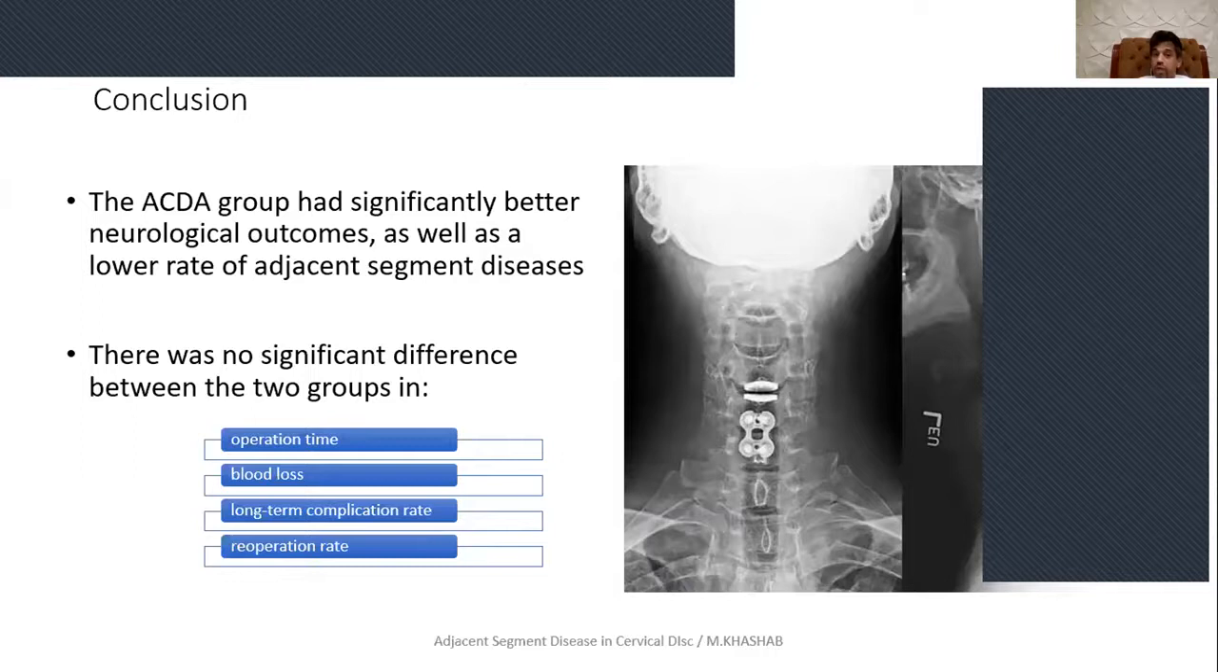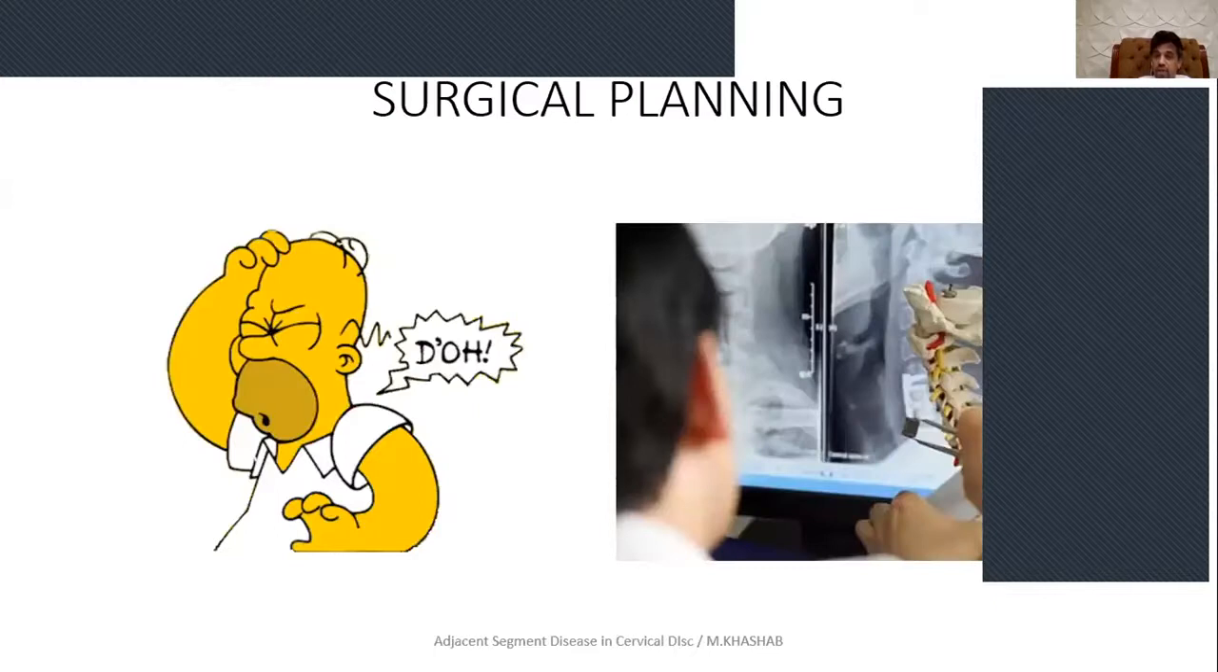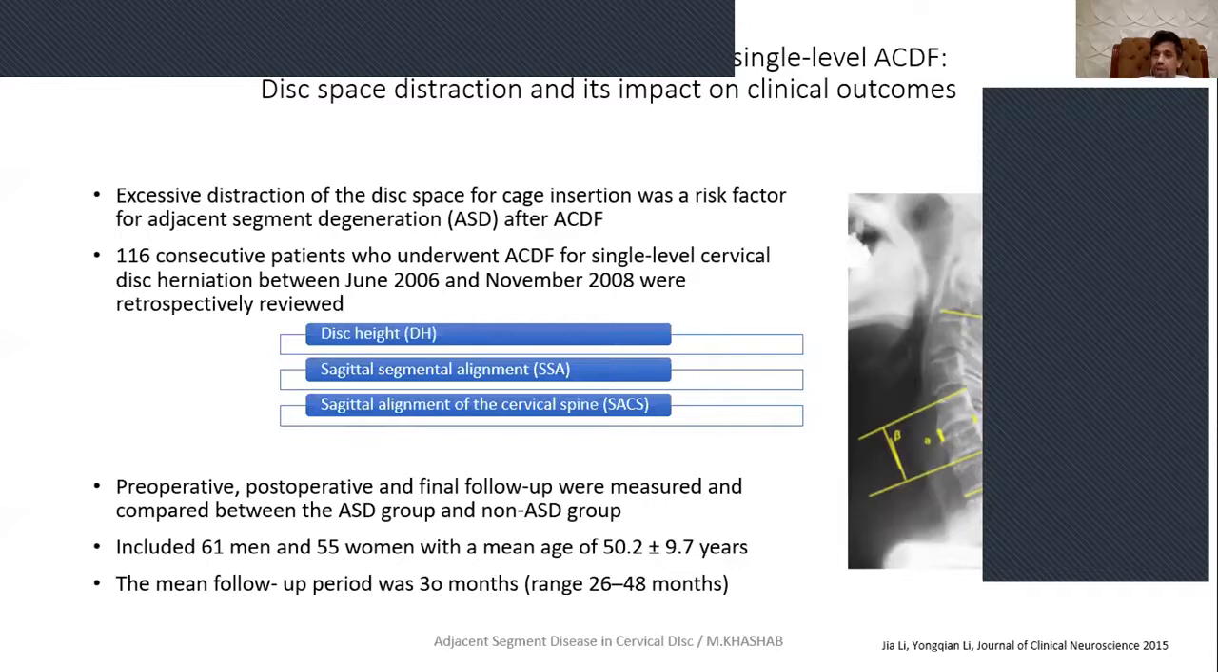And when they looked at the remaining parameters, which are operative time, blood loss, long-term complication rate, and reoperation rate, they were all the same. So what can we do to reduce the chance of adjacent segment disease right from the beginning? Thinking of planning, this study looked specifically at the disc height.